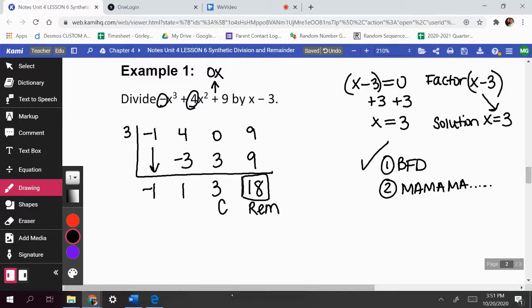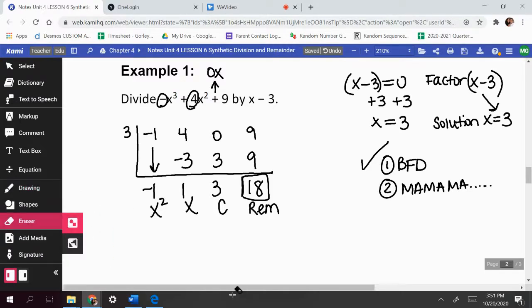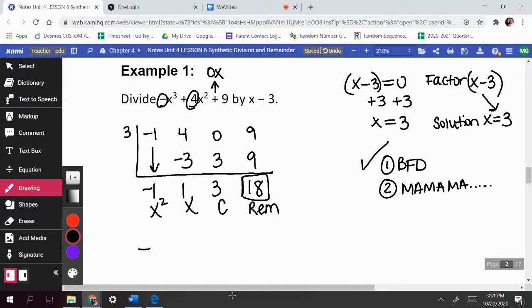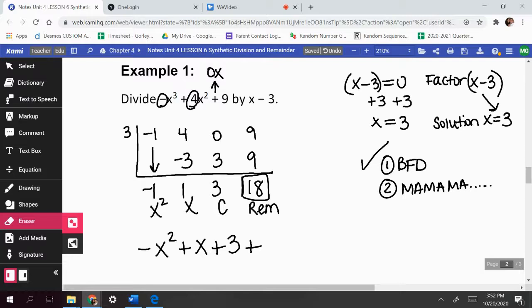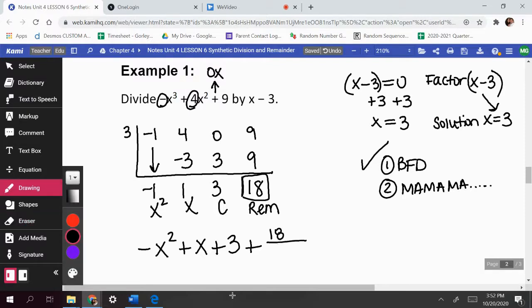This is my constant, this is my x term, and this is my x squared term. If I had more, I would keep going: x cubed, x to the 4th, etc. But we run out of those coefficients. And we know that our answer should always be 1 degree less than what we started with. So I have -1x squared plus 1x plus 3 plus the remainder, which is 18, over the divisor. And the divisor, what I divided by, was x minus 3.